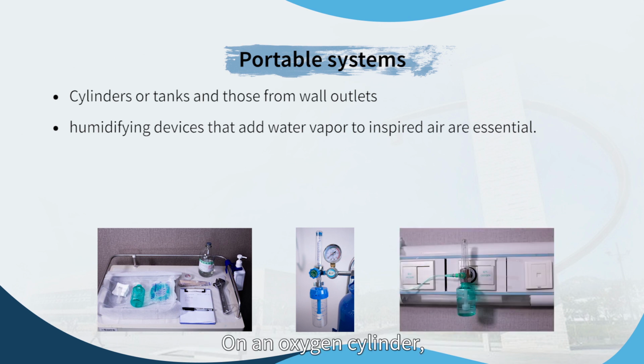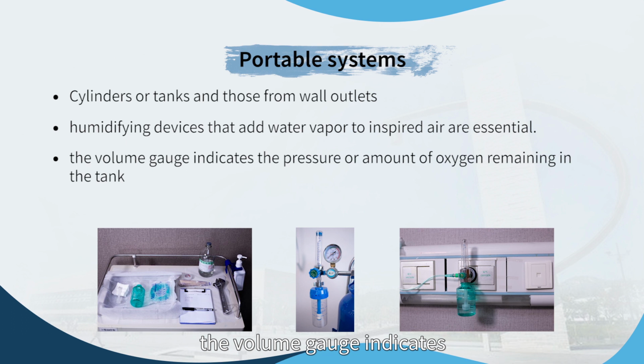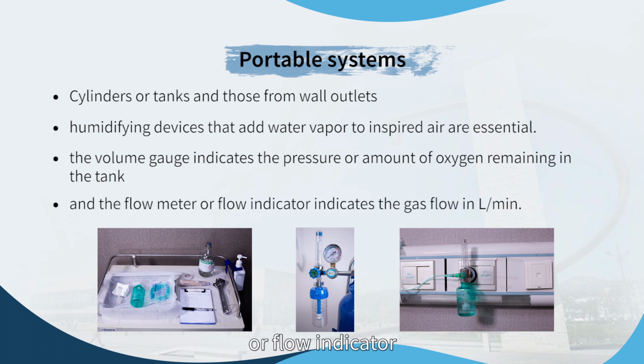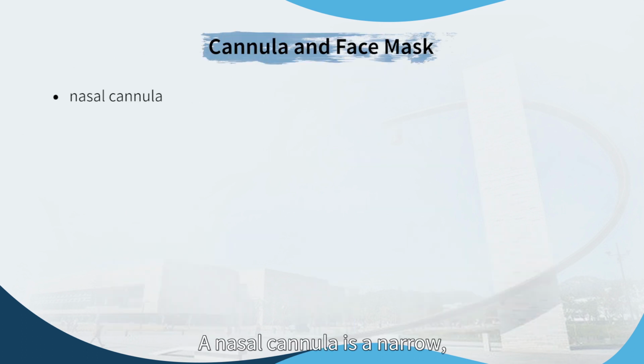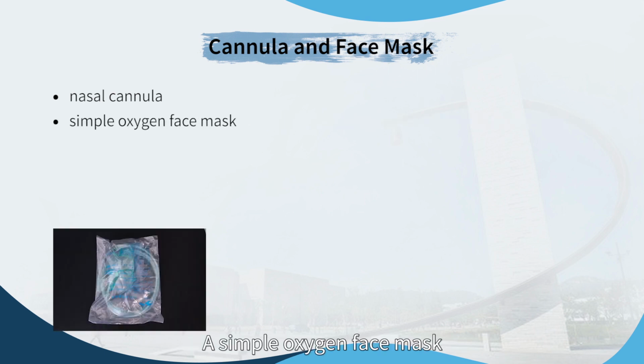On an oxygen cylinder, the volume gauge indicates the pressure or amount of oxygen remaining in the tank, and the flow meter indicator indicates the gas flow in liters per minute. A nasal cannula is a narrow, flexible plastic tubing used to deliver oxygen through the patient's nostrils. A simple oxygen face mask is a plastic device that is contoured to fit over a patient's nose and mouth.